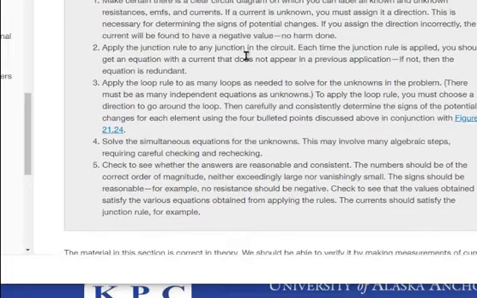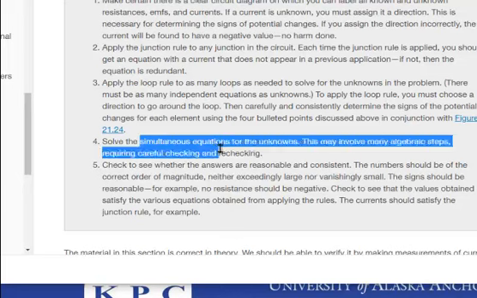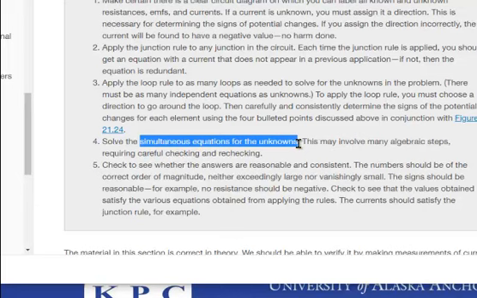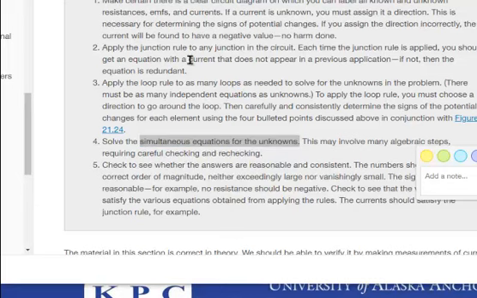These ones here, so yeah, apply the junction rule, apply the loop rule, and so on. There are simultaneous equations for the unknowns. The unknowns are the currents, and I will use the matrix to put them in for the simultaneous equations, because that just makes sense.